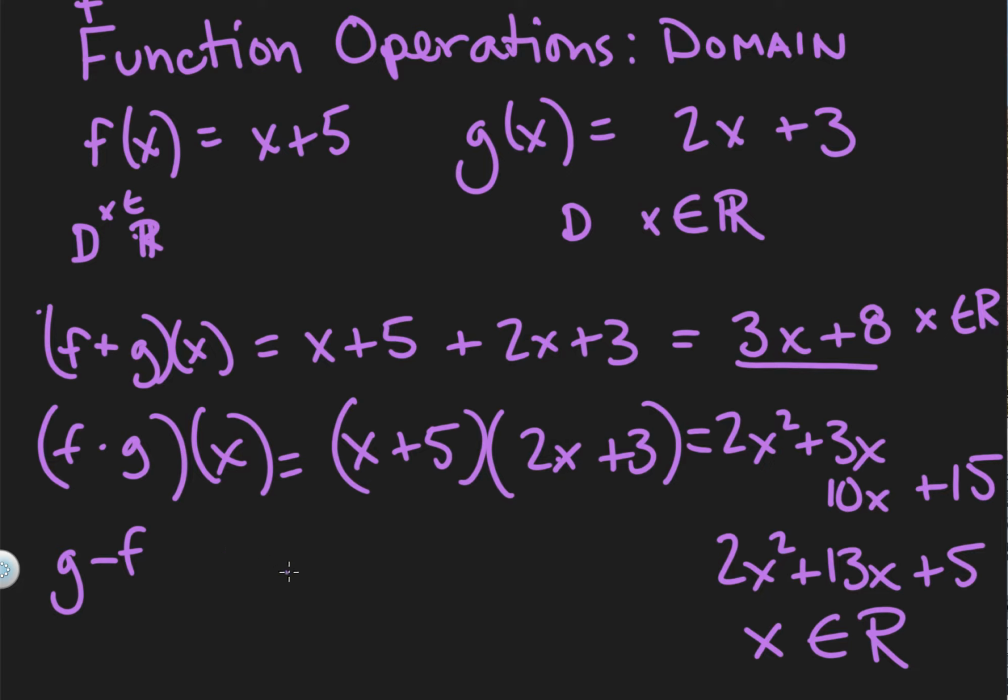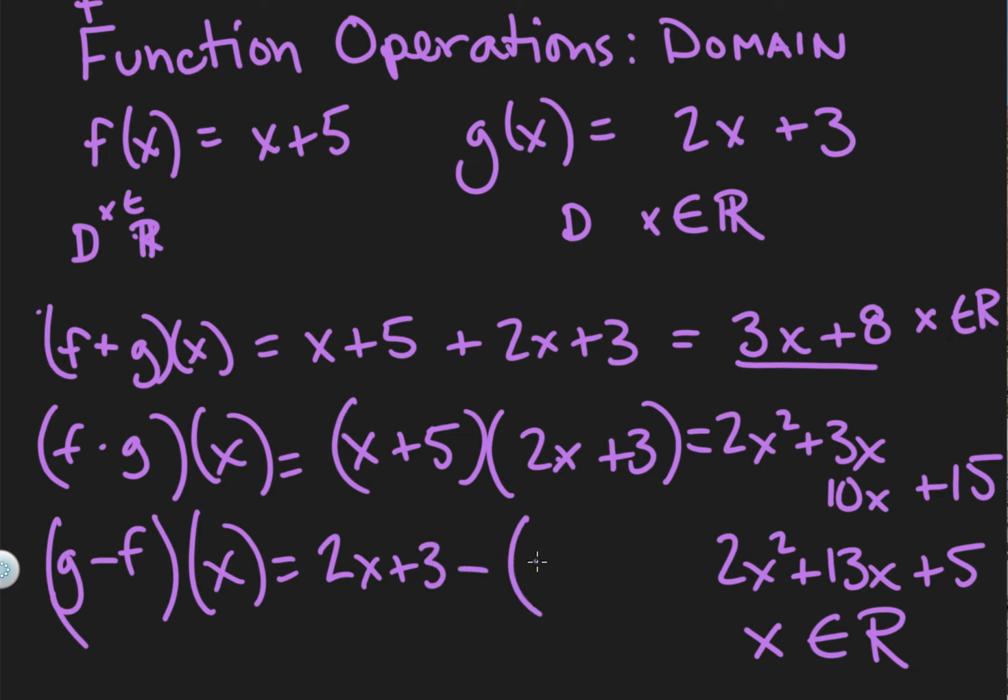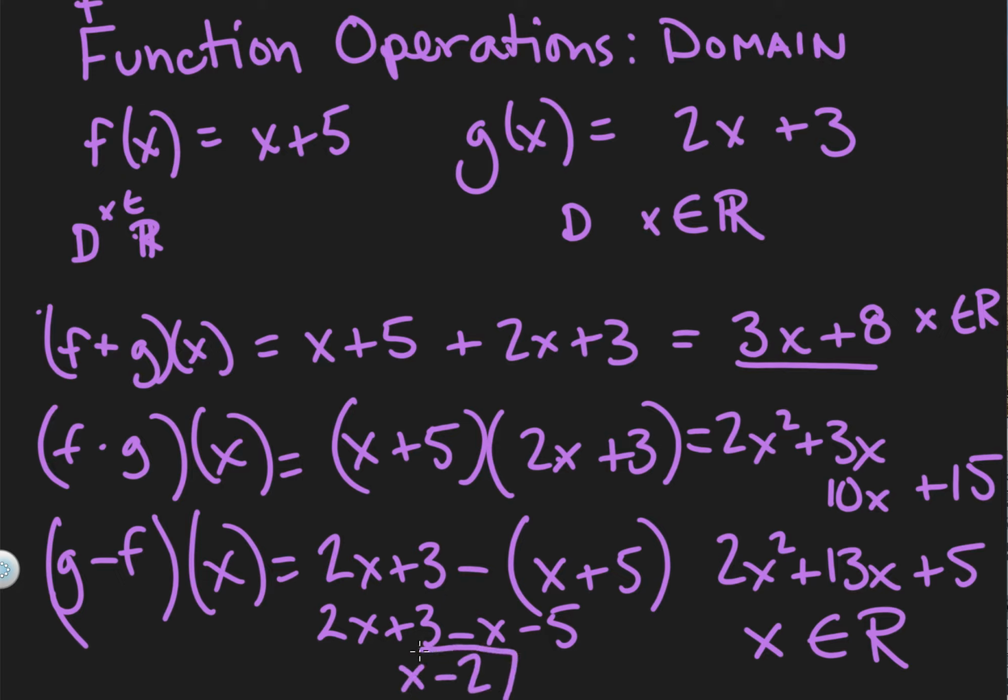G minus f of x. So again, my g of x is 2x plus 3. I'm going to subtract the entire second function. Remember, put it in the parentheses so you don't forget that you have to distribute. This makes this 2x plus 3 minus x minus 5, which gives me an x minus 2. Again, it's linear. Real number, real number. We end up with x as a member of all real numbers.